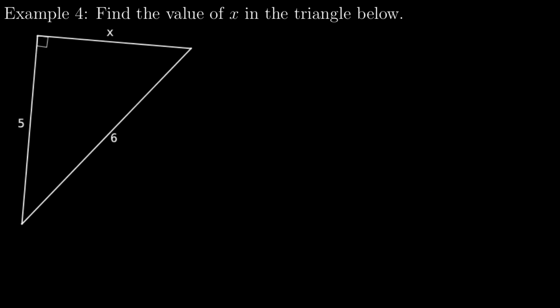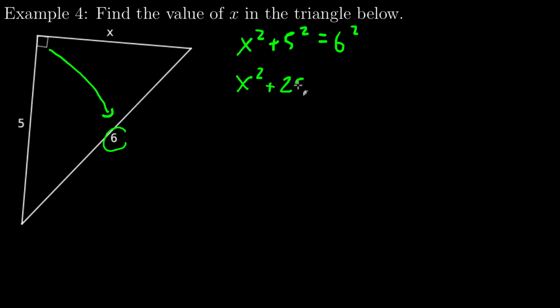Okay, moving on. Same start, find x in the triangle below. So first I'm going to identify c. In this case, 6 is c because it's across from the right angle. So I'll have x squared plus 5 squared equals 6 squared. 5 squared is 25. 6 squared is 36. And these are definitely small enough I can do this without a calculator. So 36 minus 25 gives me 11.